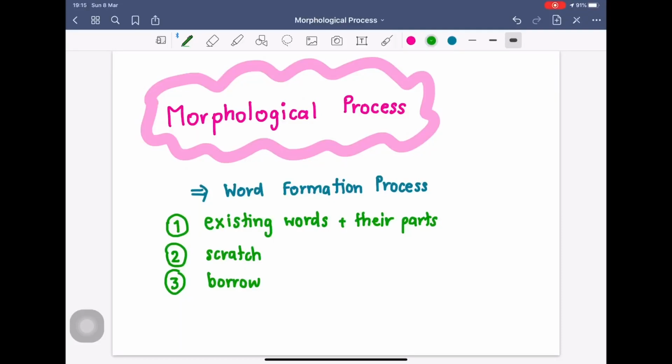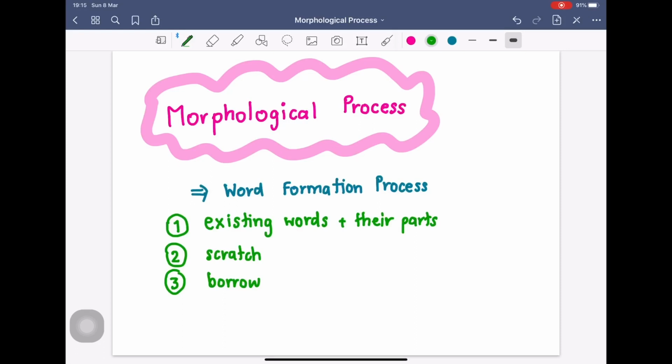Welcome back everyone. In this video, I'm going to talk about the morphological process, or we can say the word formation process. How can we add a new word into the language? There are three main ways of adding words. The first one: new words can be formed from existing words and their parts. So if we already have the old word plus their parts, then we can get the new one.